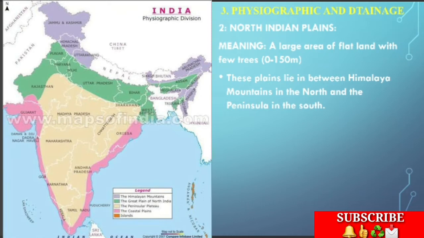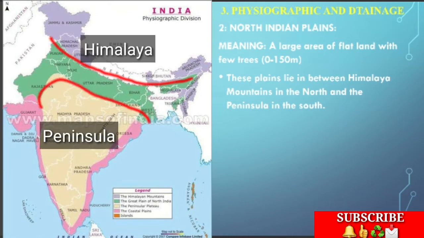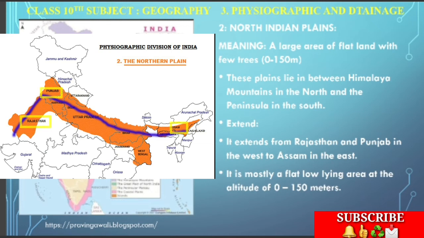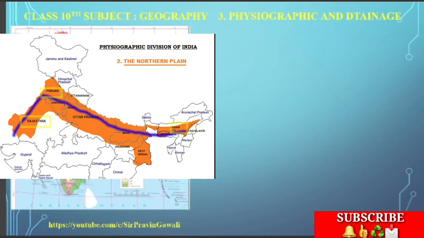Students, these plains lie in between the Himalaya mountains in the north and the peninsula in the south. Students, here it is very important to understand that North Indian plains are located in between the Himalaya mountains in the north and the peninsula in the south. Now let's try to understand the extent of North Indian plains. It extends from Rajasthan and Punjab in the west to Assam in the east. It is mostly a flat, low-lying area at an altitude of 0 to 150 meters.